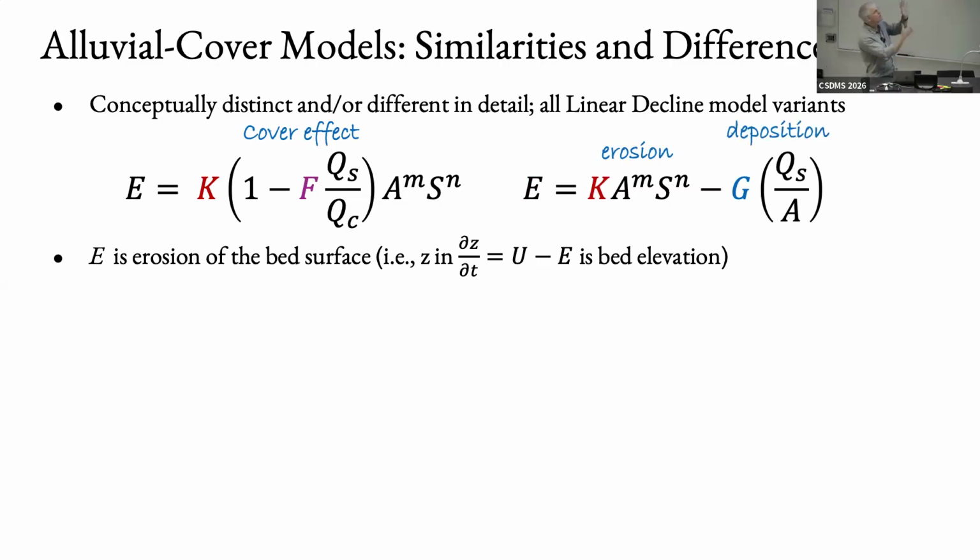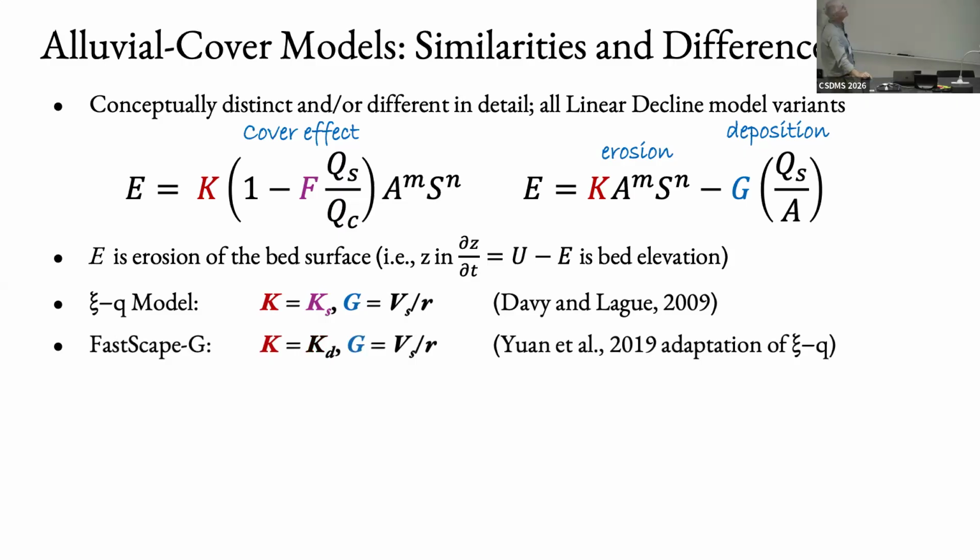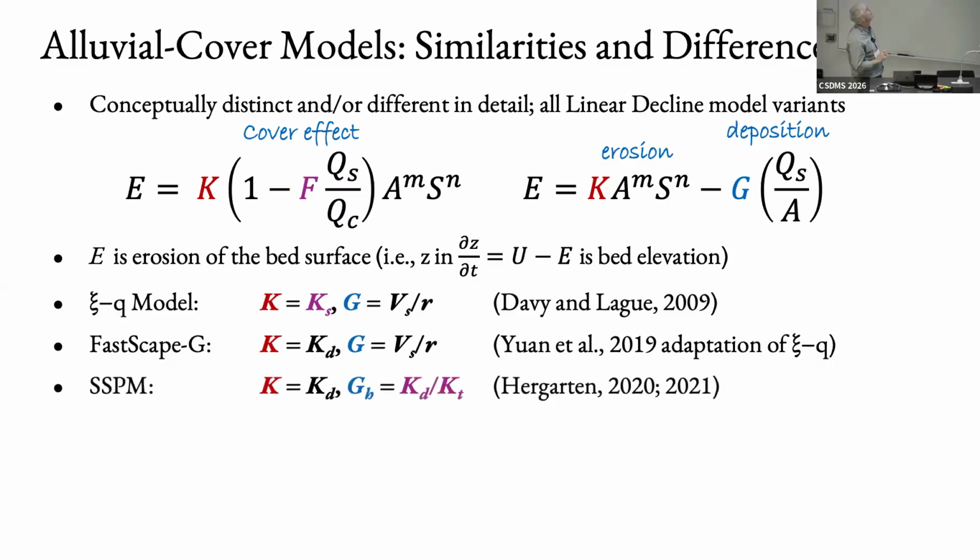Okay, so all those models can be put in either format. And rather than walking through each one, I'm just going to break all the rules and have this slide covered in equations. But I figured this group is the one place I can probably do that. So the PSI-Q model from Davy and Lague just has those particular values of that K and that G. Fastscape G, just a different K, otherwise the same.